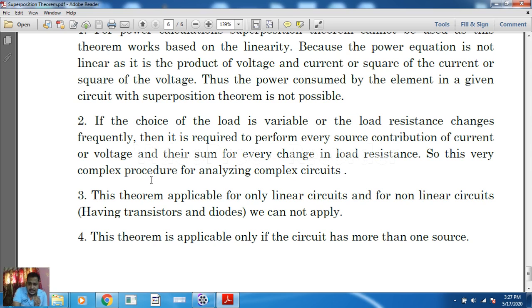Like this, two more limitations are there. Those are the main limitations of the superposition theorem.